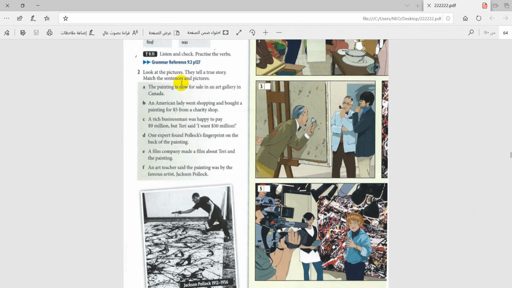Grammar reference. Look at the pictures, they tell a true story. Match the sentences and pictures. The painting is now for sale in an art gallery in Canada. An American lady went shopping and bought a painting for $5 from a charity shop.